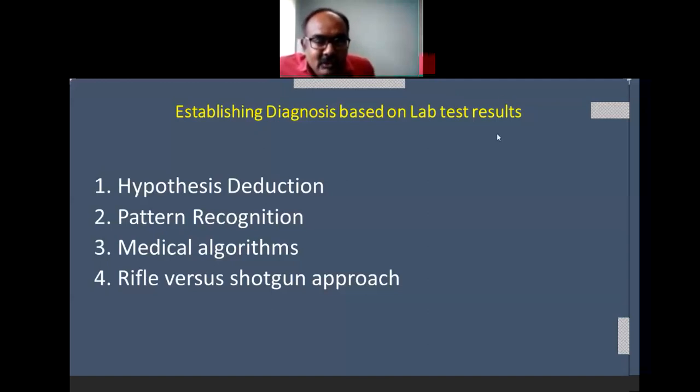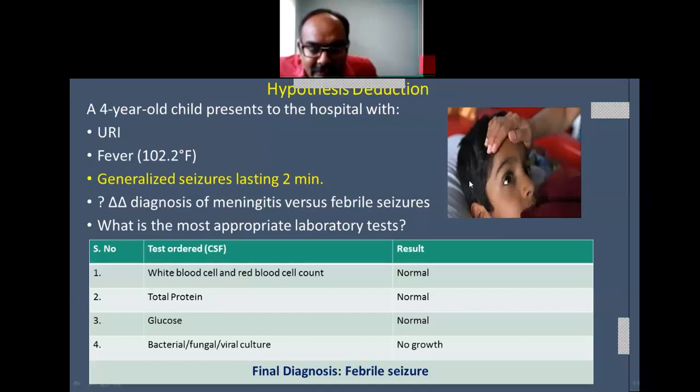Next. So, hypothesis detection: if you have a doubt whether the patient is suffering from febrile illness or neurological related illness, you can order a CSF test in which you'll have a white blood cell count, total protein, glucose, and bacteria. If all the tests come normal or negative, then your final diagnosis can be made that the patient is suffering from febrile illness, not other serious cause.